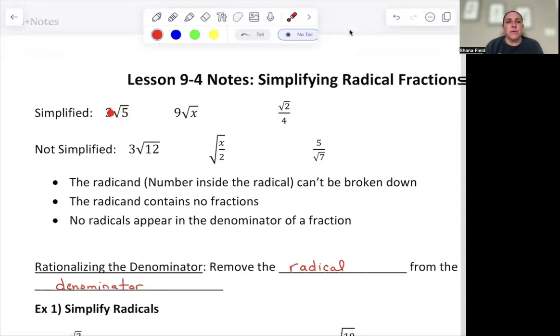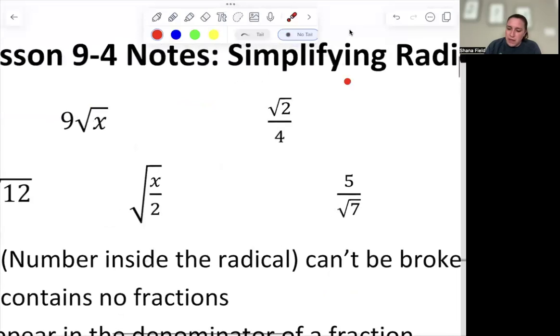We know that this is simplified because we can't break down that square root. But here, this is not simplified because we can break that 12 down to 4 and 3 and then clean it up. Same thing here. Everything looks good. This is a problem. This one's okay because it doesn't have a radical in the denominator, but these two are no good. So our job is to figure out how we get that radical out of the denominator.